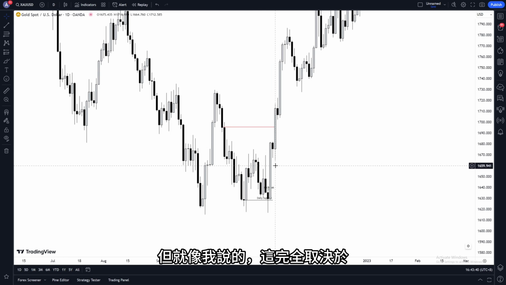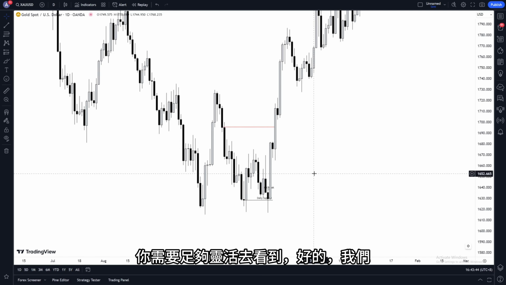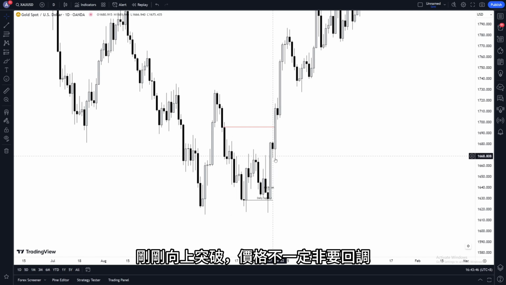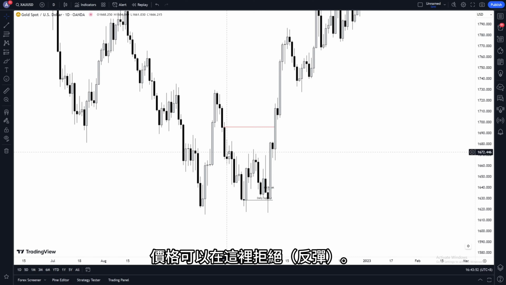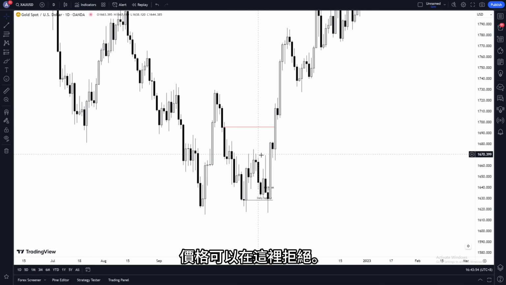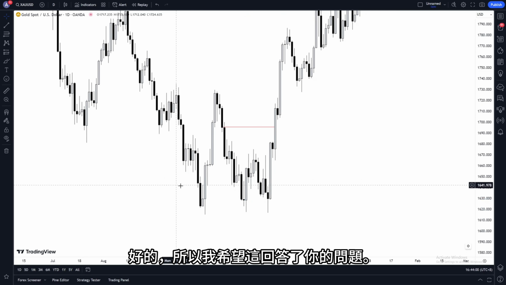But like I said, this one's just completely up to your own eyes. You need to be flexible enough to see, okay, we just broke above and price doesn't necessarily have to retrace all the way down. You see what I'm trying to say? We're in a daily bullish. Price can reject off of this. Price can reject off of this. This can go all the way down and reject off of these. We do not know. All right, so I hope that answers your question.